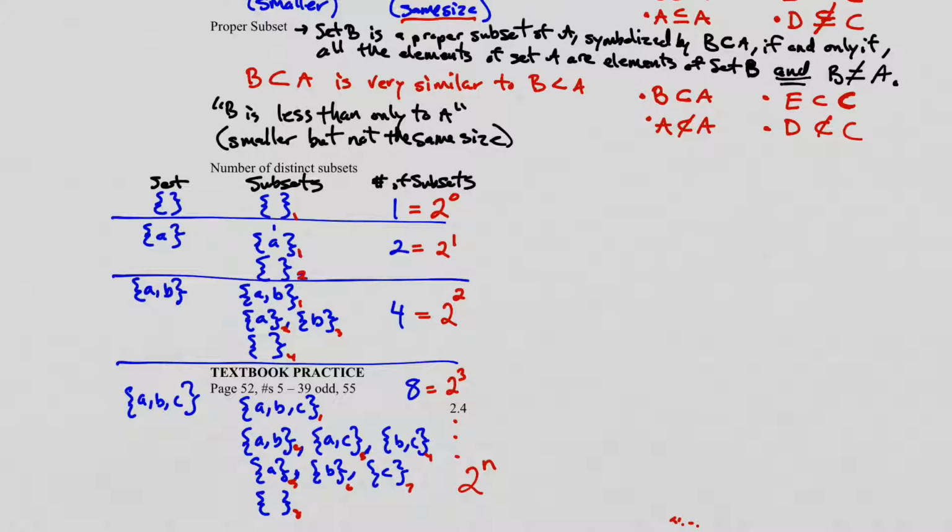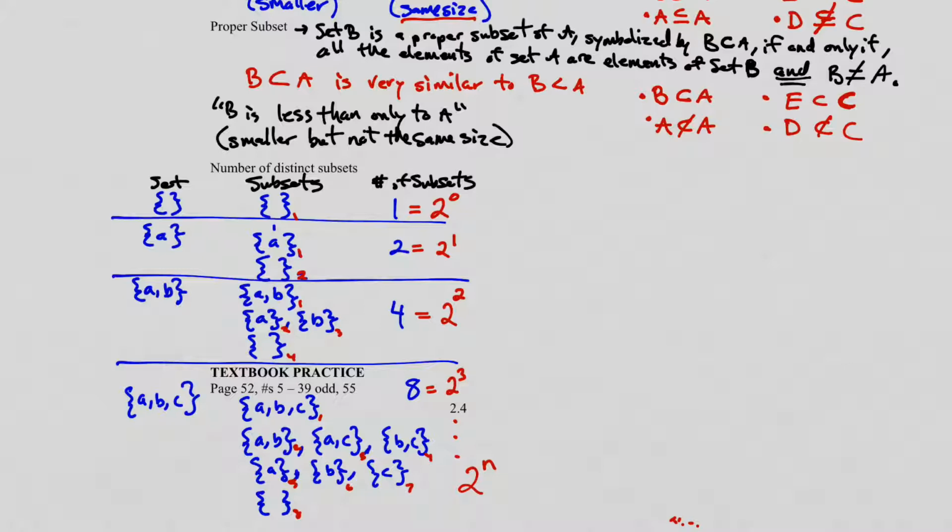Okay? So we don't actually have to list all the subsets and count them up just to find out how many subsets a set can have. All we've got to do is use the formula. All right?